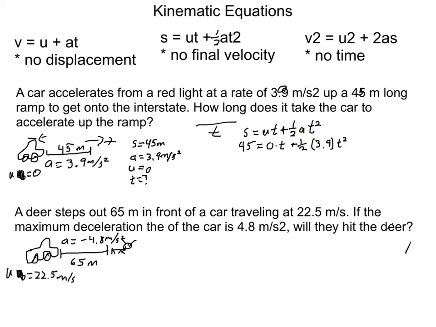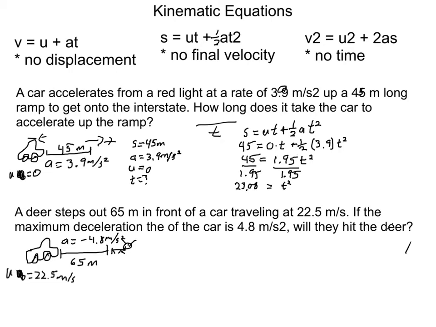1/2 times A is 3.9, and then T squared. Notice I'm all in base units over here. So now I'm going to solve for T, and this is just simply algebra. In this step, notice that 0 times t is 0, so it completely goes away, and 1/2 times 3.9 is 1.95. So now I need to divide both sides by 1.95, trying to get that t squared all by itself.